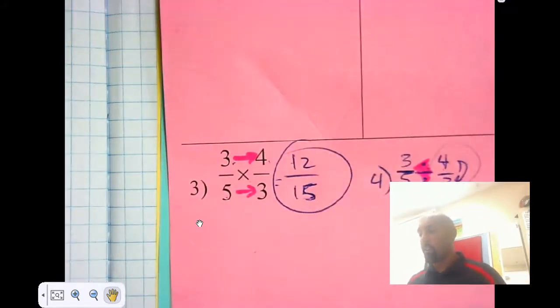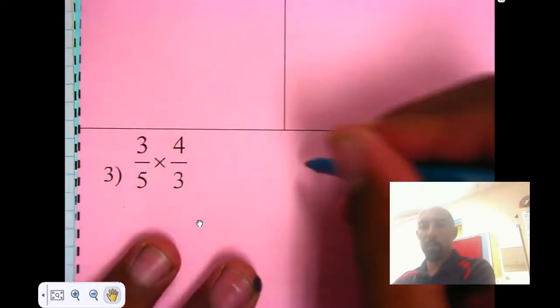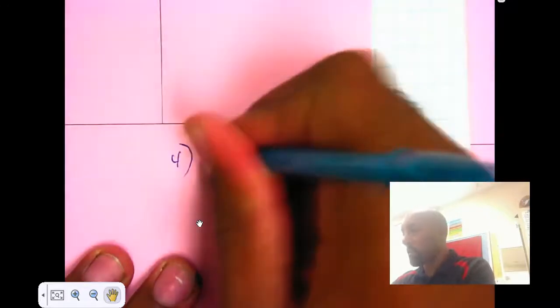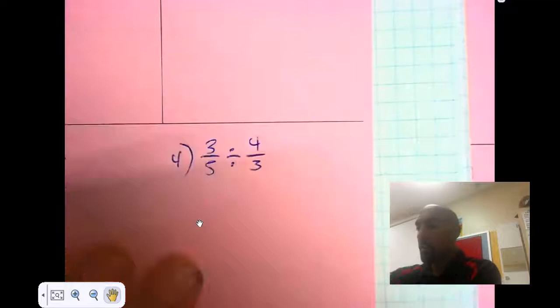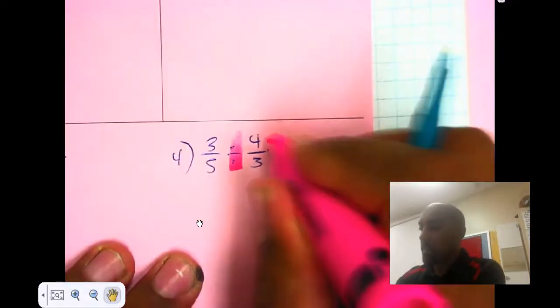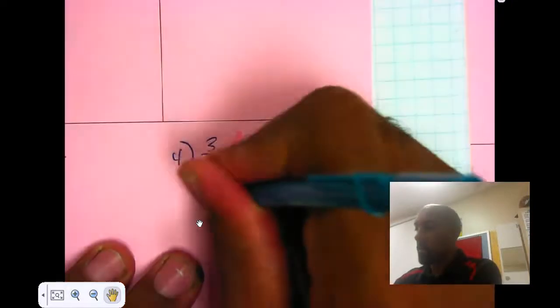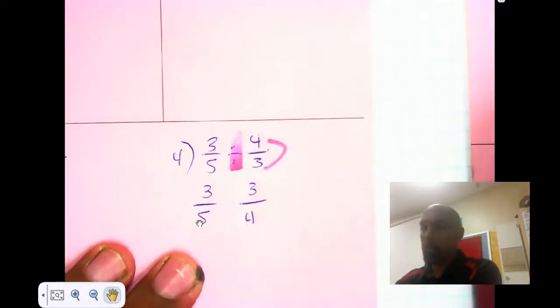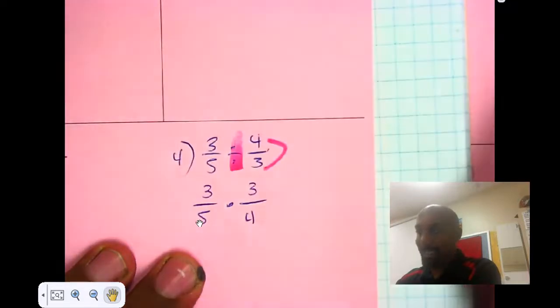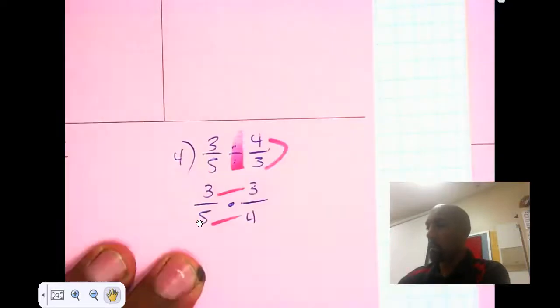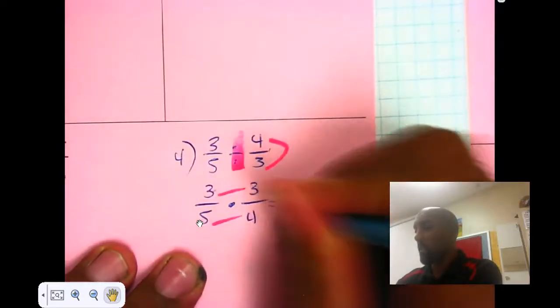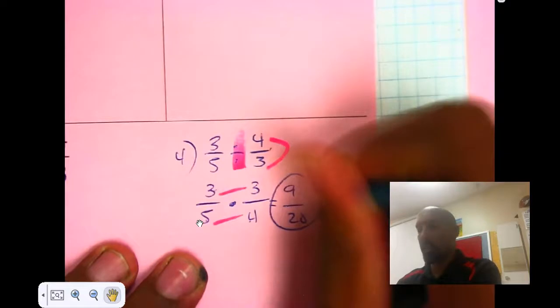But then what if, let me do another one here. What if I've got the same numbers, and it says divide? Okay, again, if we have divide, that means I'm going to flip those numbers on the right. 3 goes to the top, 4 goes to the bottom, and then we multiply instead. Okay, so now, again, we go across. 3 times 3, 9. 5 times 4, 20. That's it.